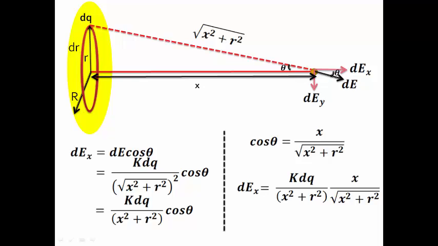At this point, the first two steps are complete. We have already selected the tiny ring element. We have calculated the electric field only due to this element. So the next step will be integration. But let us first simplify this expression before we integrate it.